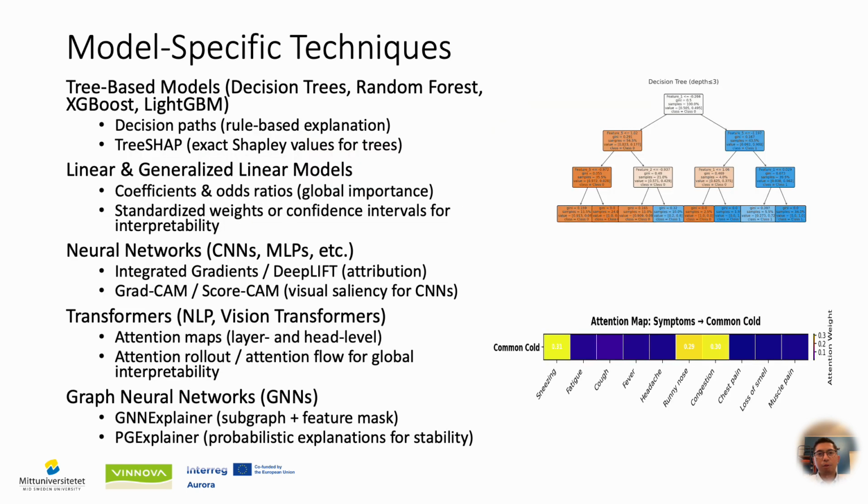This slide is about model-specific XAI techniques. These are methods designed for particular model types. For example, decision trees are interpretable by design. We can directly follow the branch to see how features lead to a prediction. On the other hand, for deep learning models, specifically transformer models, we often use attention mechanisms. The attention map here highlights which symptoms were most important in the prediction, the cough in particular. So depending on the models, we apply different explanation techniques.